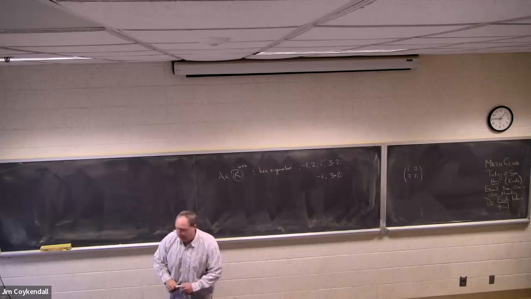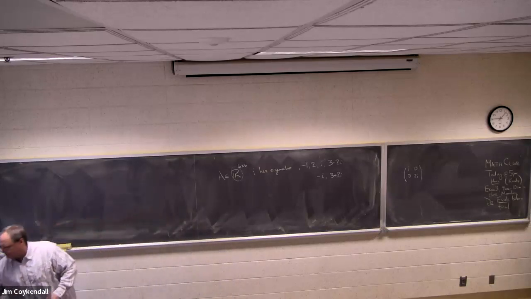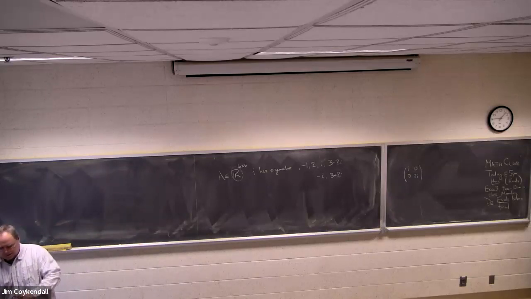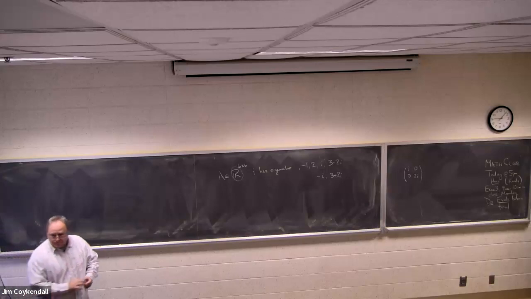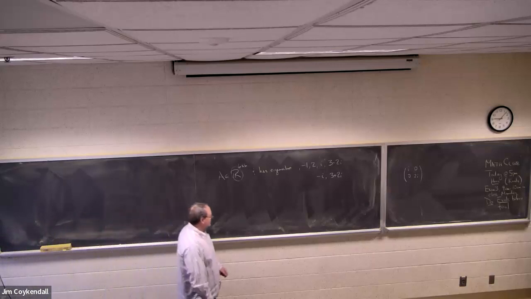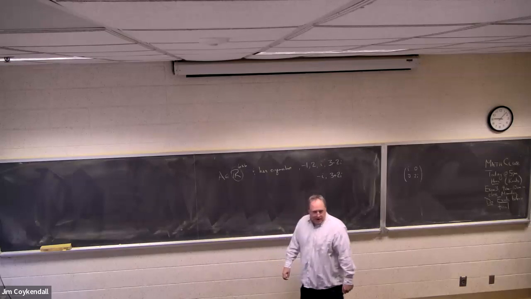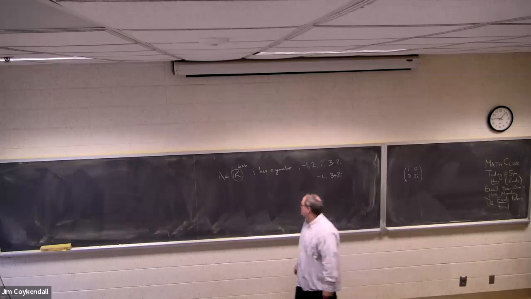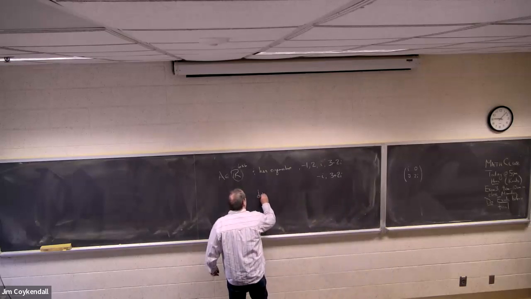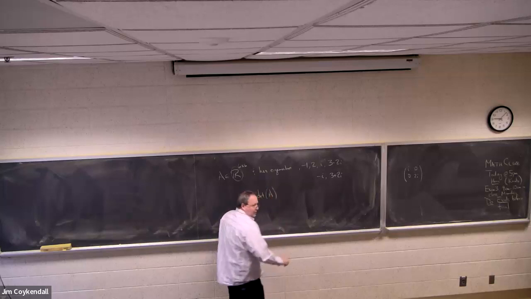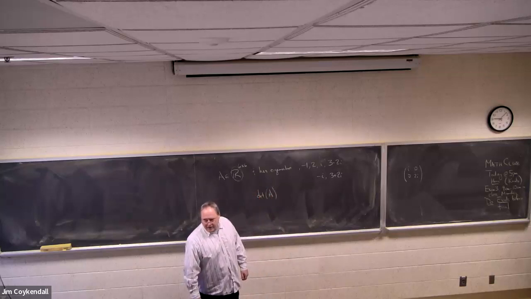what is the determinant of this matrix? How do I figure it out? Anybody? -2. Oh, I don't know. Let's see. How would I figure it out? Multiply the eigenvalues. There you go. The determinant of A is the product of the eigenvalues.